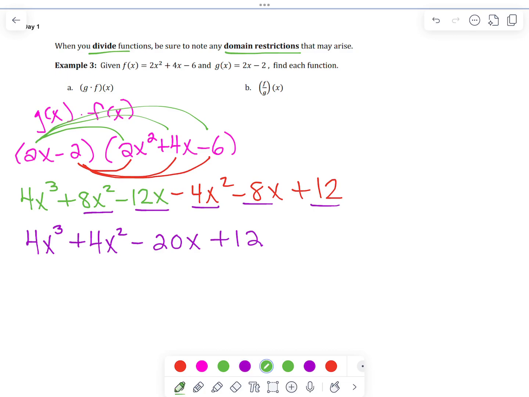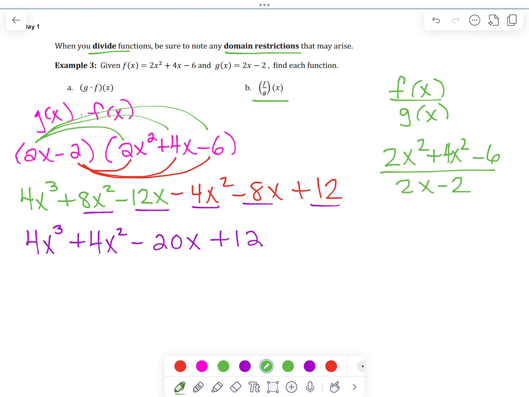Our second problem now says divide. F of x divided by g of x. So we're going to take 2x squared plus 4x squared minus 6 divided by 2x minus 2. When we do these, we want to make sure if we have any factoring, we have to do that first and see if we have any common factors.